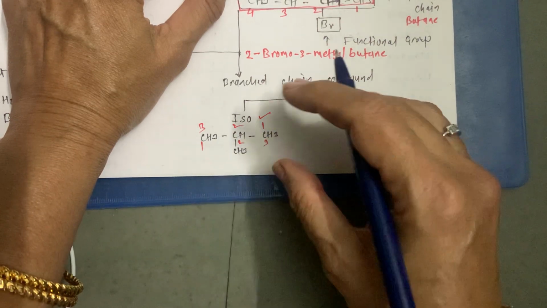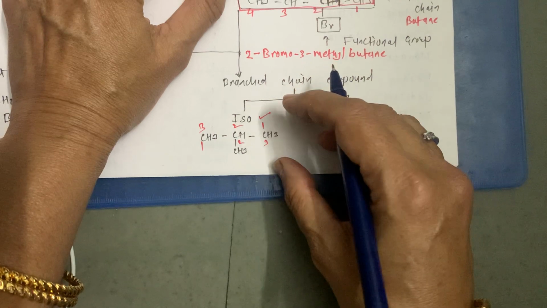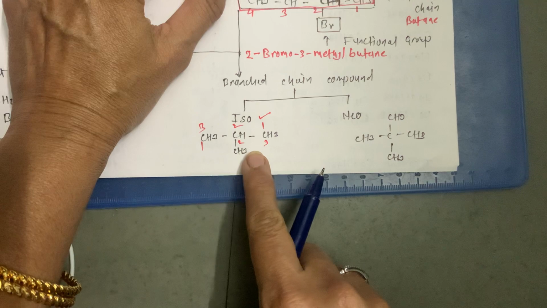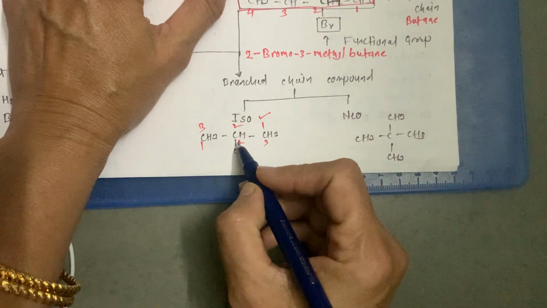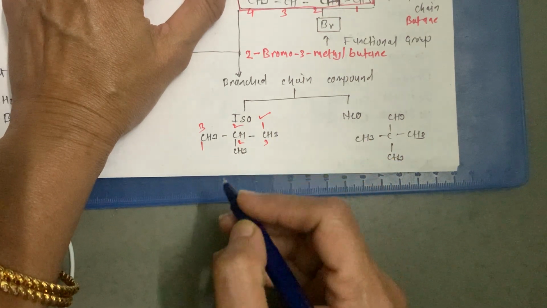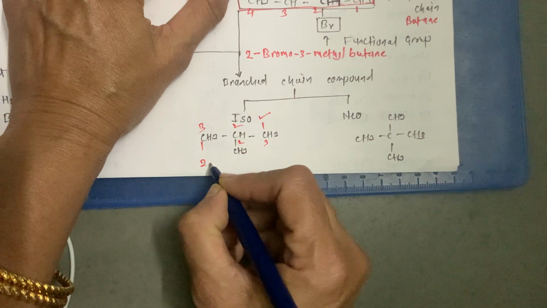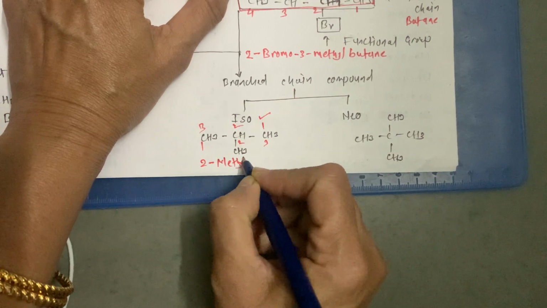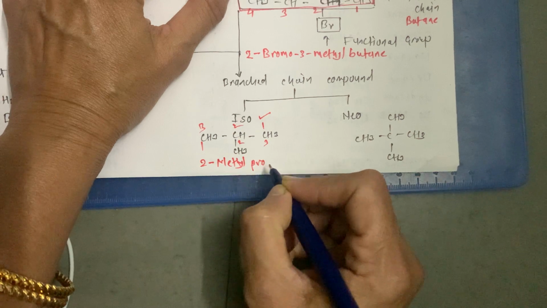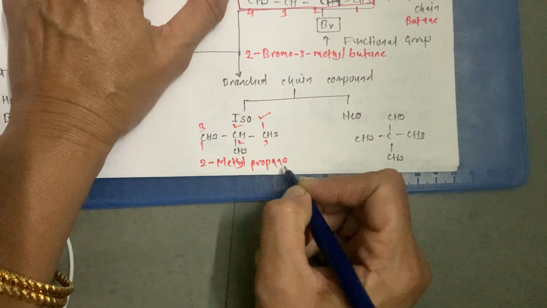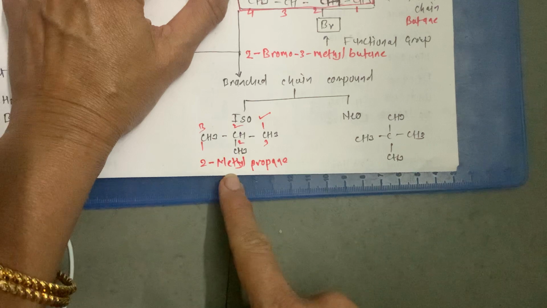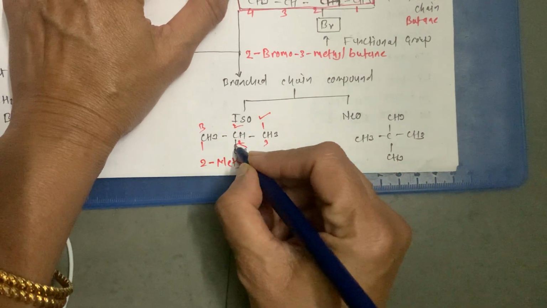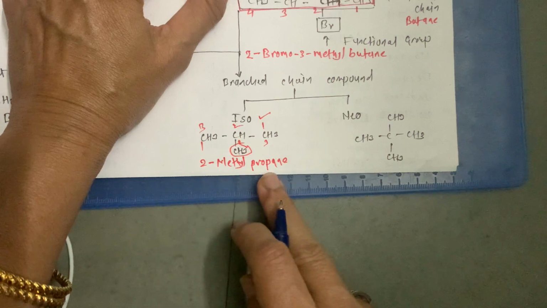So the basic parent hydrocarbon is nothing but propane. What is that? Propane. On the second carbon atom there is a methyl group. So the IUPAC nomenclature of this compound is 2-methyl propane. 2-methyl propane. Are you getting this? 2-methyl, this methyl group, 2-methyl propane.